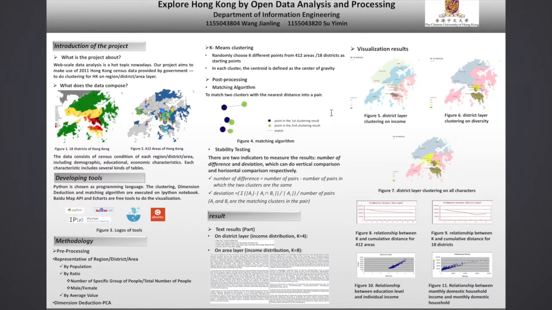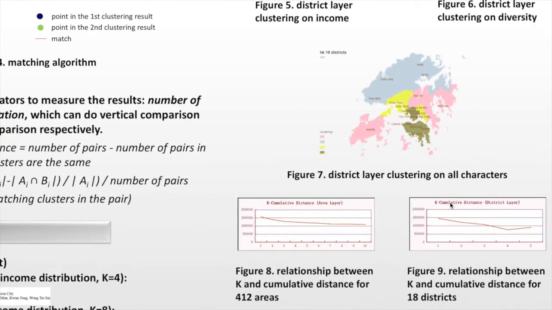Because the purpose of our K-means clustering is to minimize the cumulative distance in the clustering result, in order to find out the k, we try different k's here and then calculate the corresponding cumulative distance. Cumulative distance in our algorithm means the sum of all distances between each point and the centroid of its cluster.